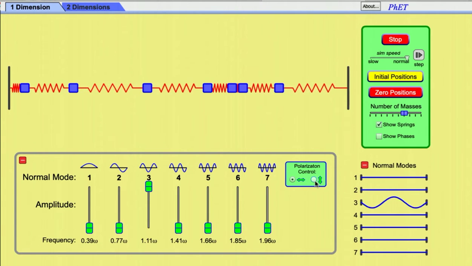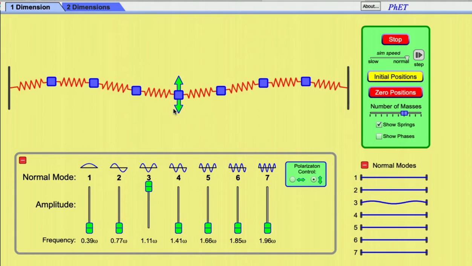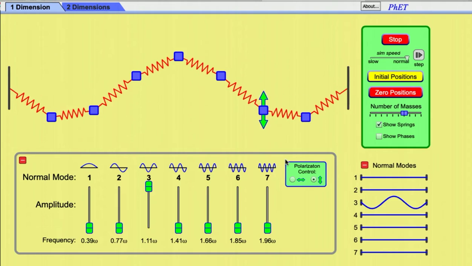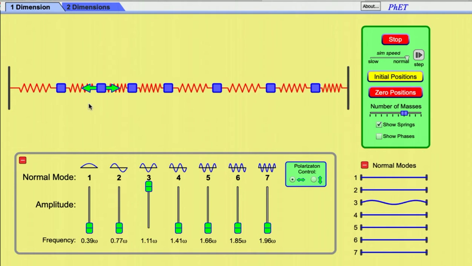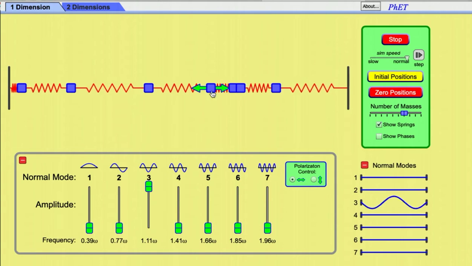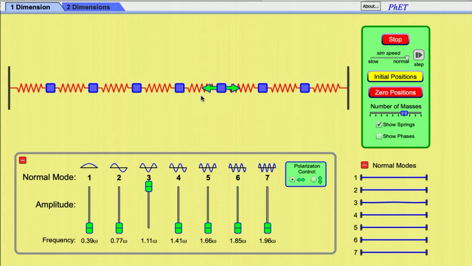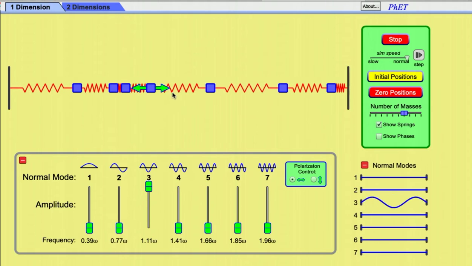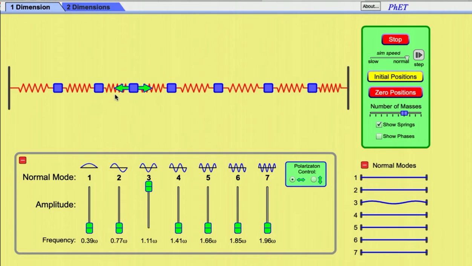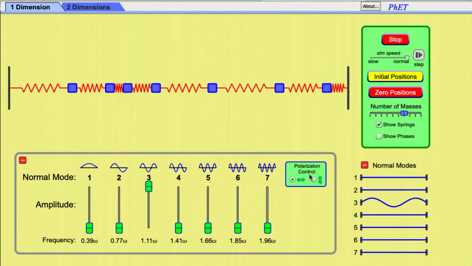So transverse waves, they vibrate perpendicular to the direction of motion. And longitudinal waves, they vibrate along the direction of motion. And so these longitudinal waves can be represented as sound waves. So this is how sound waves travel from your voice to somebody's ears.